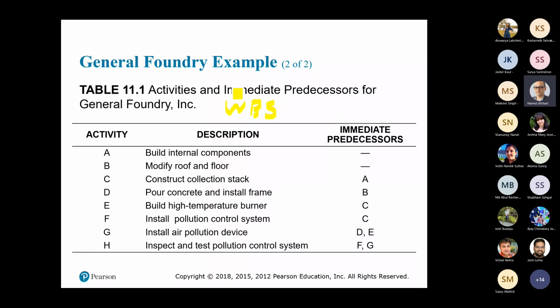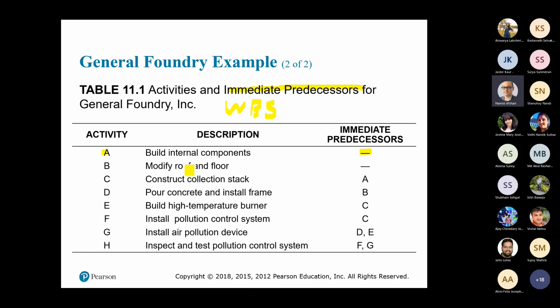So, activities and immediate predecessors for General Foundry. Each activity is listed and what is the immediate activity before it. Activity A is called building internal components. Is there any activity before that? No, there is no activity before that. B, modifying roof and floor. Is there any activity before that?